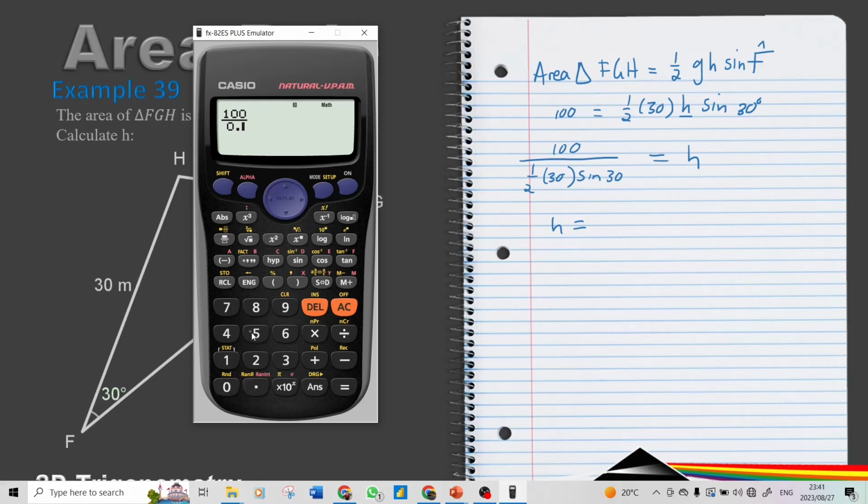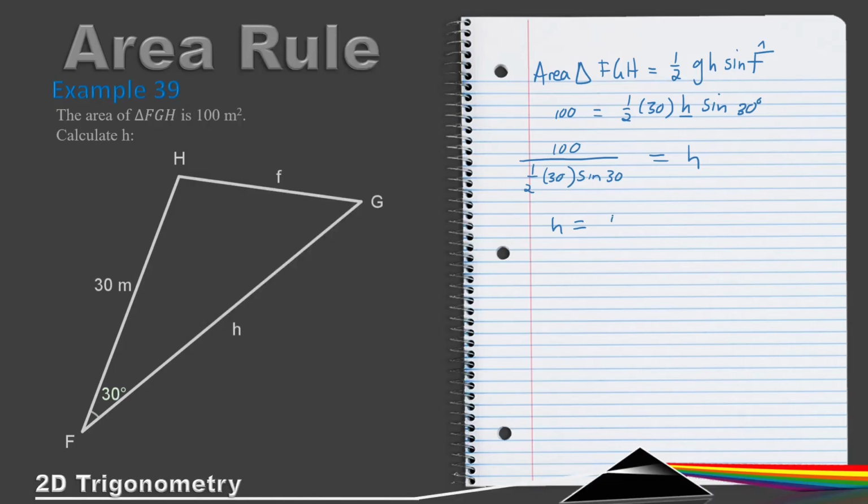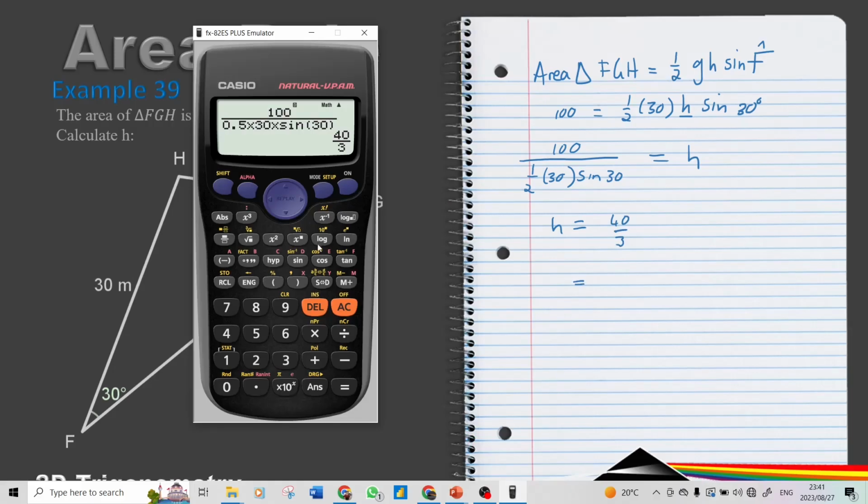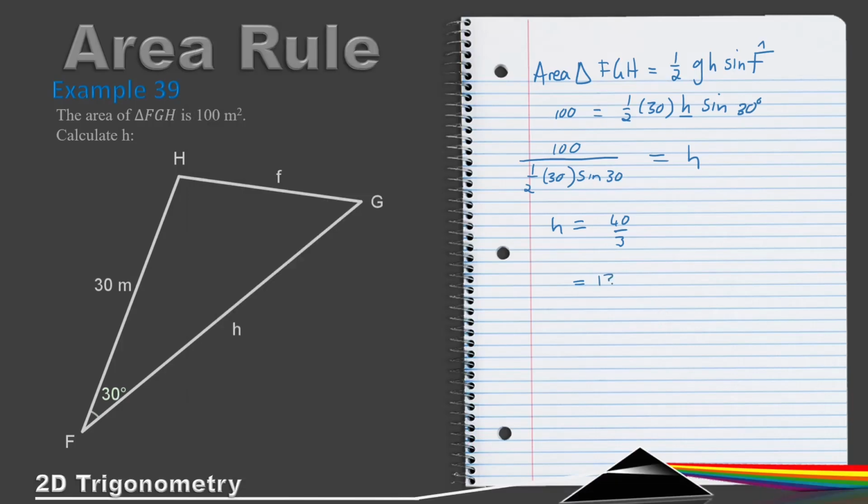So again, 0.5 times 30 times sine of 30 is equal to 40 over 3, but we're just going to round this off to 2 decimal places, 13.33. Okay, and the units are meters, because this is the side that we found.